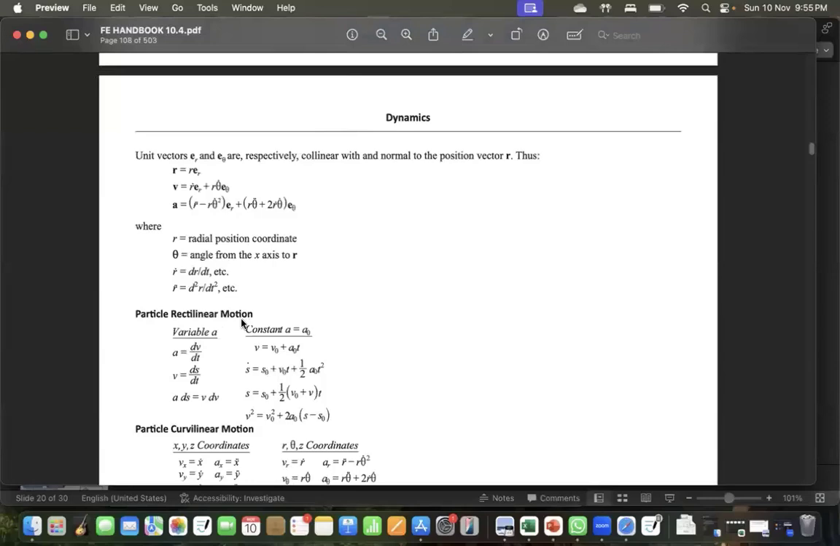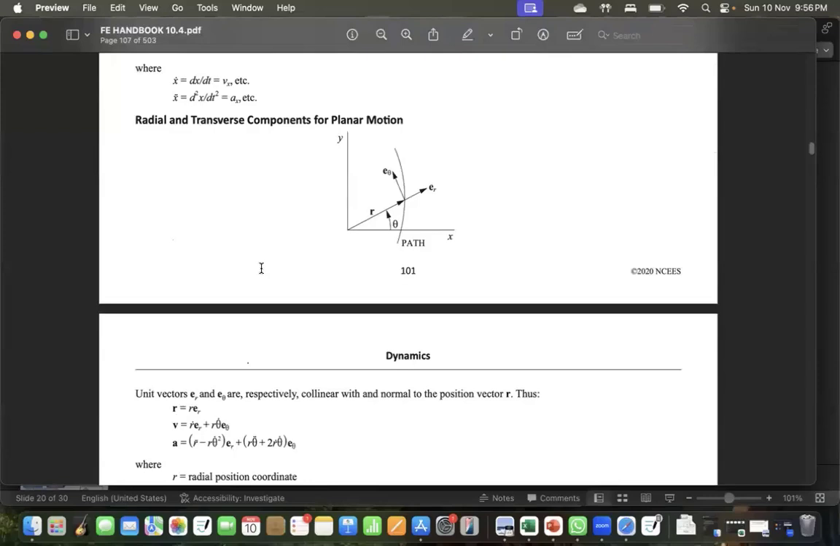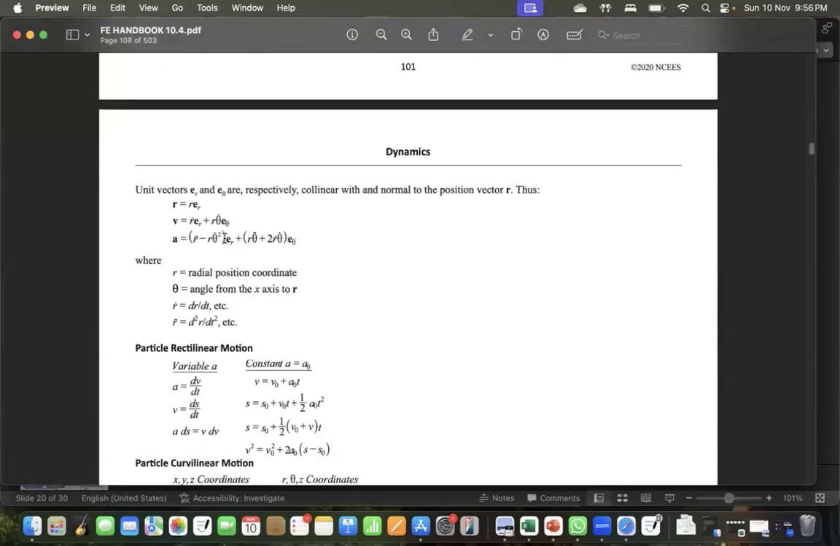So you guys can be very happy. This is the easiest exam. It's like an open book exam. You just need to be aware of which topic is at which page and what formula is where. So you just have to practice with this handbook.